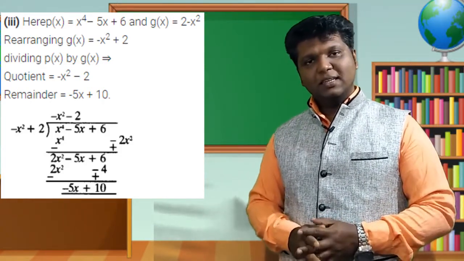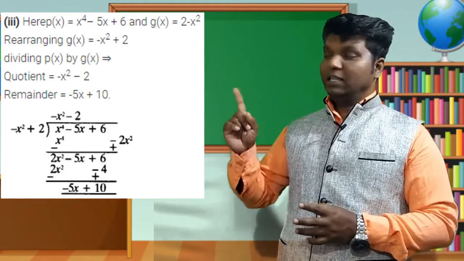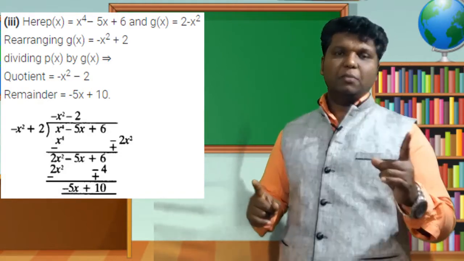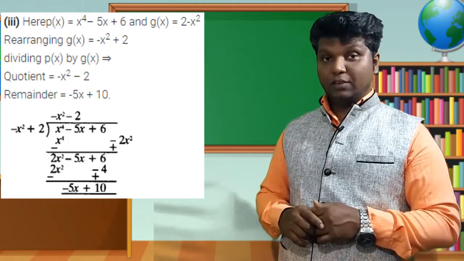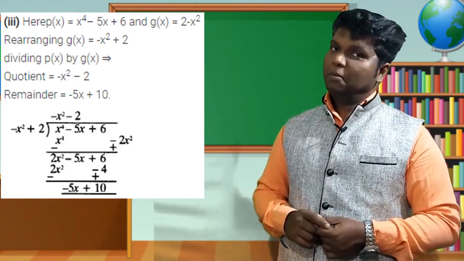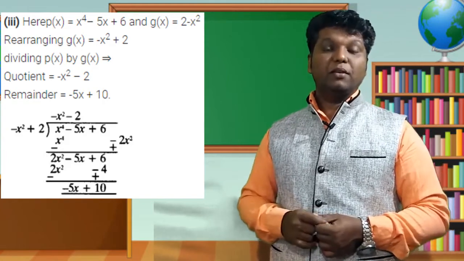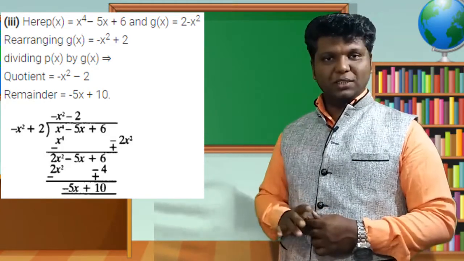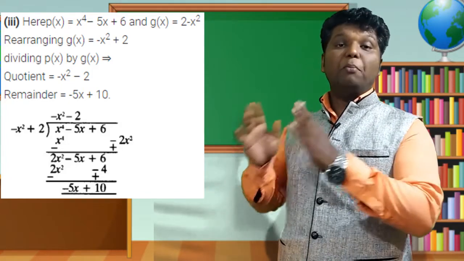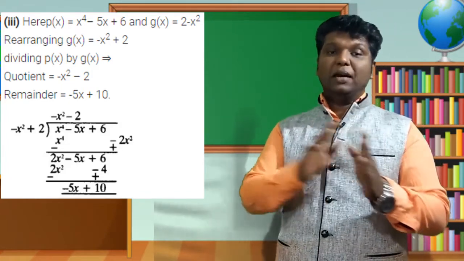What is the first method of starting the division? Take the first term of the dividend, take the first term of the divisor, divide them together. The first term of the dividend is x raised to 4. First term of the divisor is minus x square. Dividing them together, what will you get? Minus x square. So write it on the quotient. Minus x square. Now multiply minus x square by the divisor.